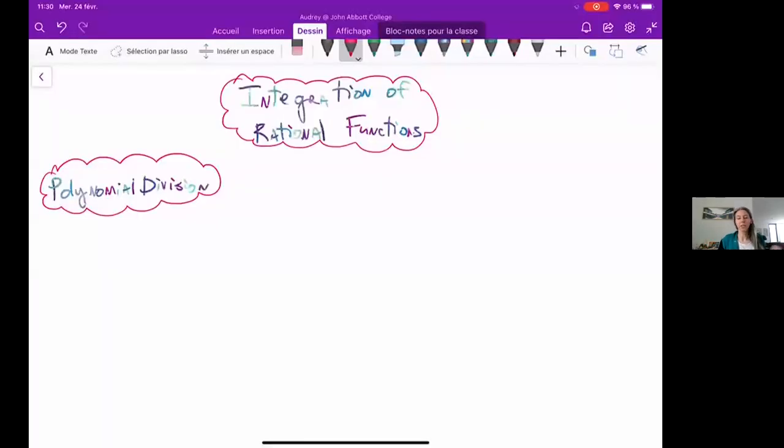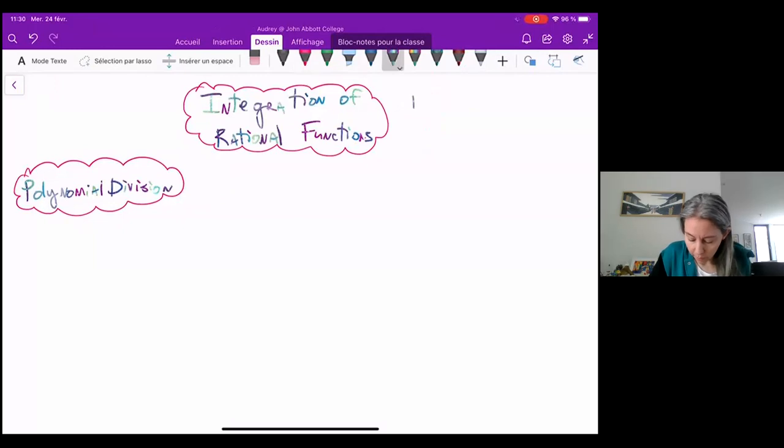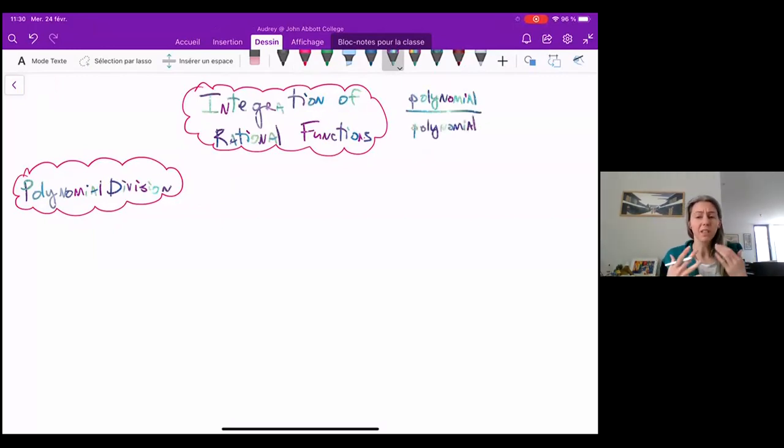So first we need to ask ourselves, what is a rational function? Well, a rational function is when you have a polynomial on top and a polynomial on the bottom. So this is going to be a polynomial divided by a polynomial. And remember, polynomials have positive whole powers.